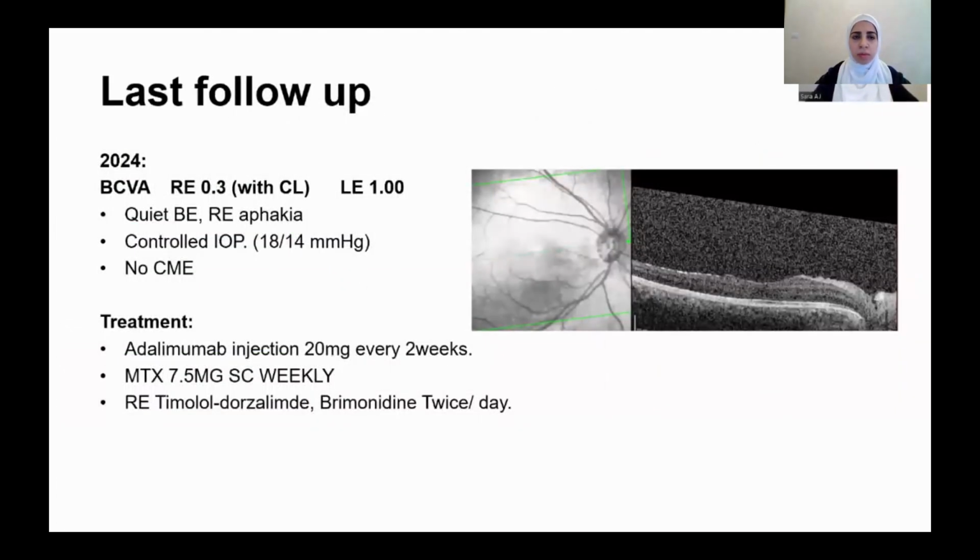2.5 years later, her best-corrected visual acuity reached in the right eye 0.3 with contact lens, left eye 1. She had a quiet anterior chamber in both eyes, right eye aphakia, controlled intraocular pressure with no signs of macular edema. She is still on adalimumab injections every 2 weeks, methotrexate injection weekly, and topical anti-glaucoma drops for the right eye.